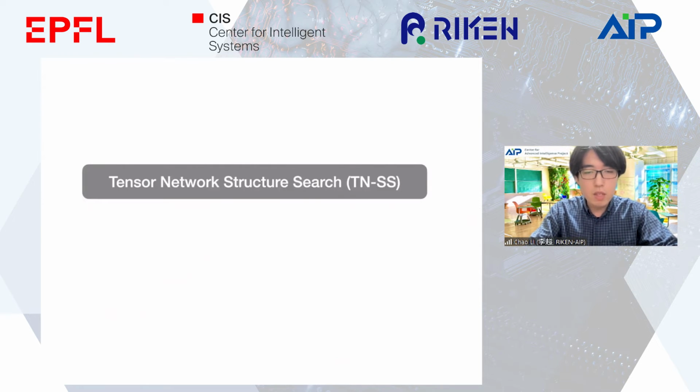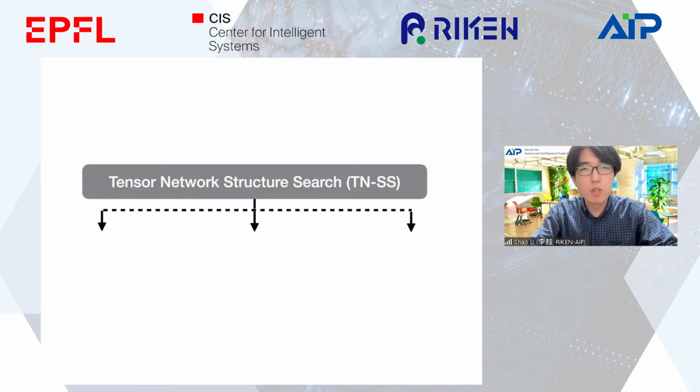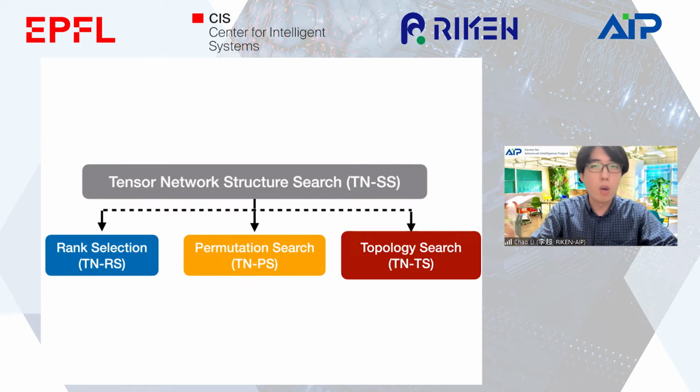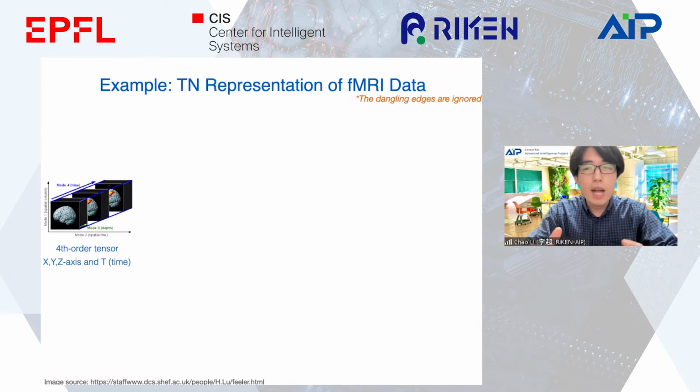The main goal of this problem is looking for the optimal tensor network structures for machine learning tasks. And this is a relatively big problem which covers three specific subproblems. They are the rank selection, permutation search, and topology search. To understand the meanings of these three problems, let's see another example.